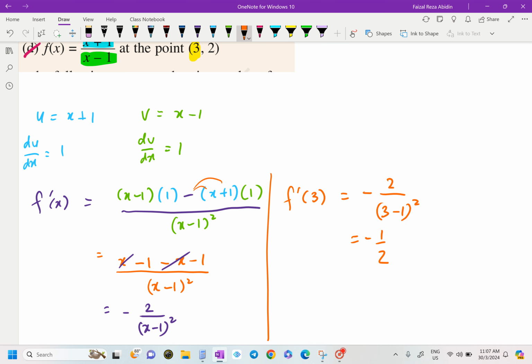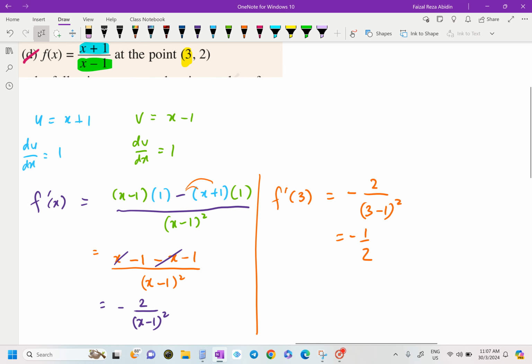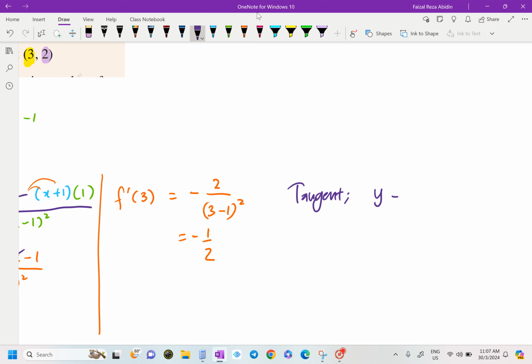Now I can do my equation of tangent. I have the point already. Our x here is 3 and our y here is going to be 2. So for our equation of the tangent, tangent first: y minus y1, which is 2 just now, equals, this one we have already, our first m over here is negative 1 over 2, and then x minus x1, which is 3, right?